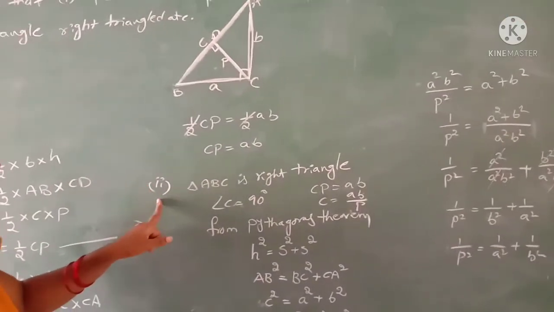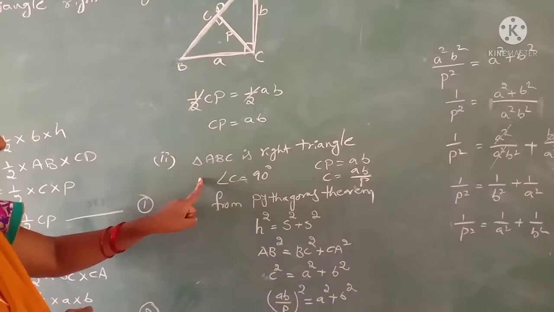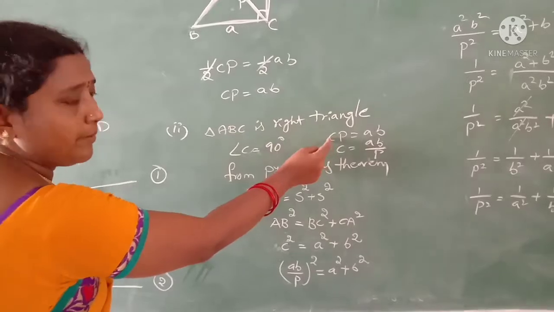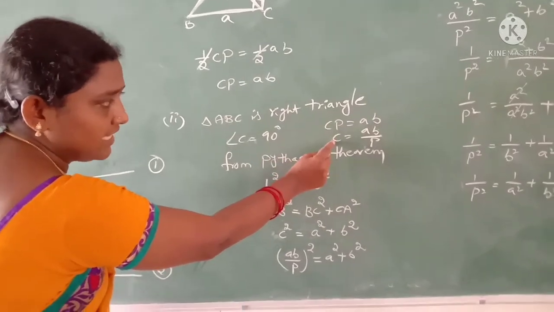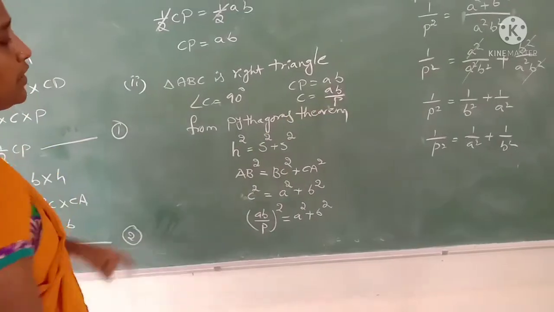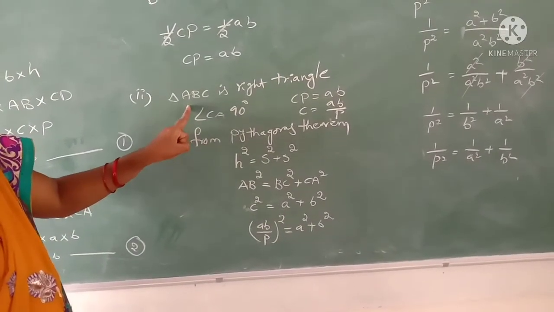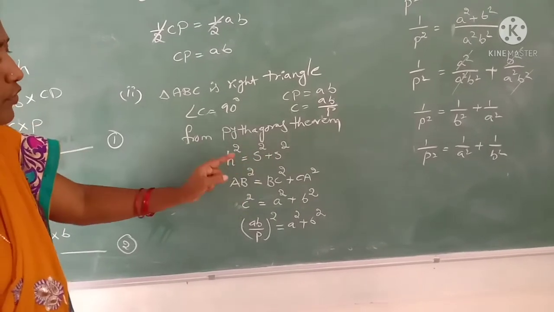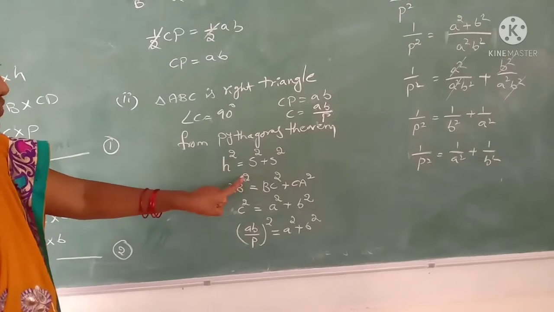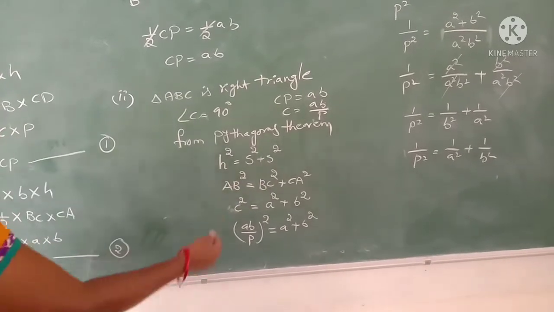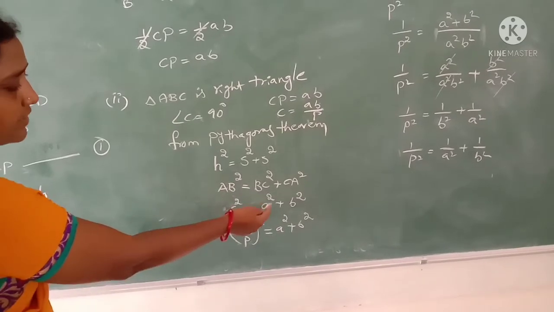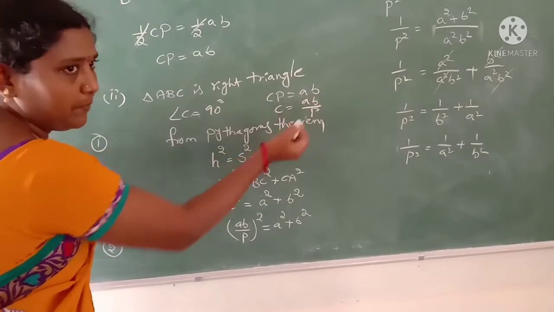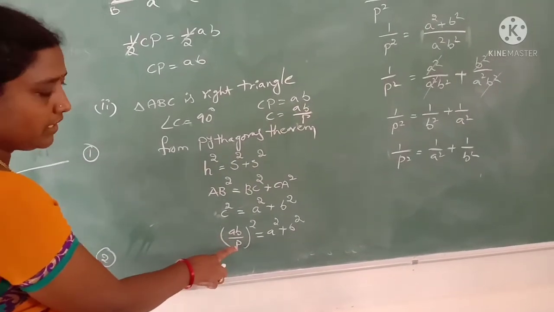Next, second case: triangle ABC is a right angle triangle and angle C equals 90 degrees. Next, CP equals AB. We find CP equals AB, so write the C value AB by P. From Pythagoras theorem, ABC is a right triangle: hypotenuse square equals side square plus side square. Write the hypotenuse value AB square equals BC square plus CA square. Substitute the values: C square equals A square plus B square. So what is the C value? C is AB by P. So substitute AB by P in C place.